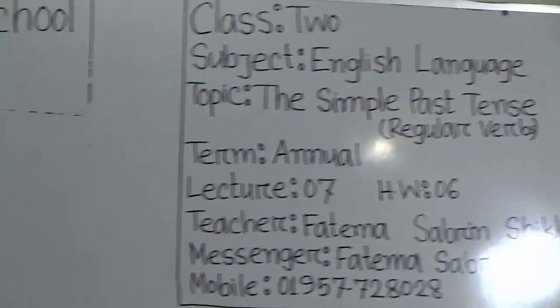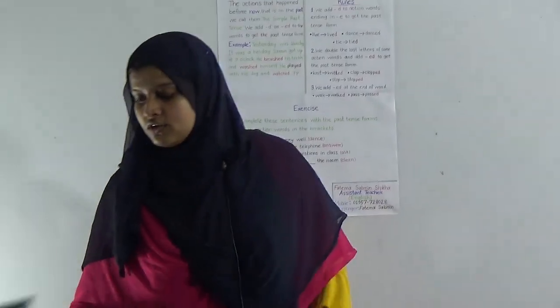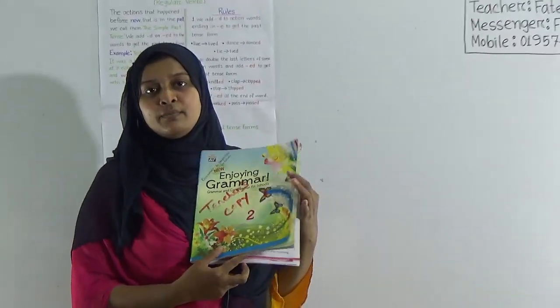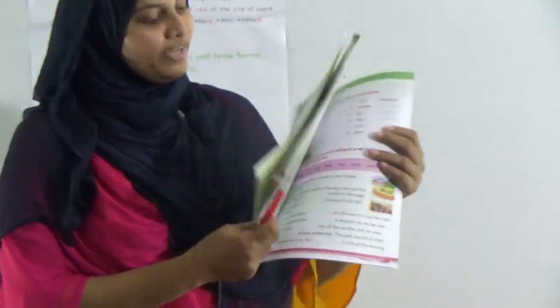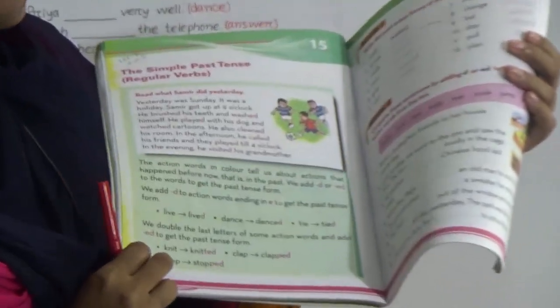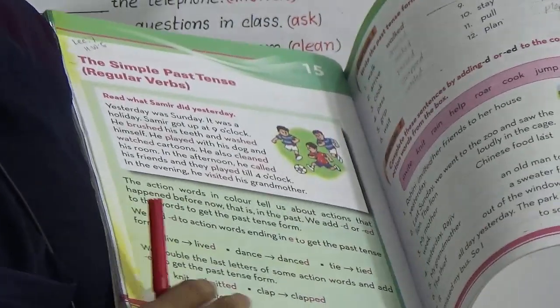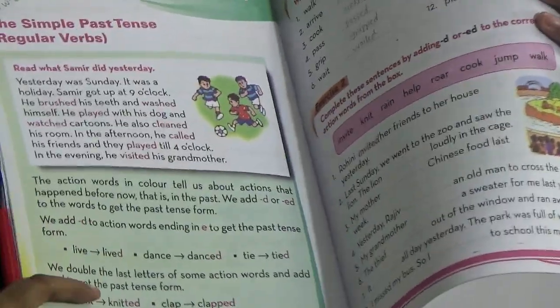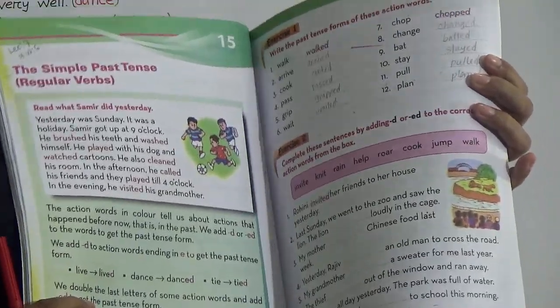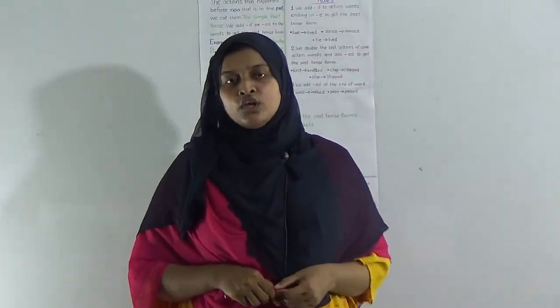Students, for today's class, take your New Enjoying Grammar book and open page number 50. Page number 50, it means the simple past tense regular verbs. With your book, take your notebook and writing elements. First, we will discuss the topic and then we will do some exercise. So, let's start.